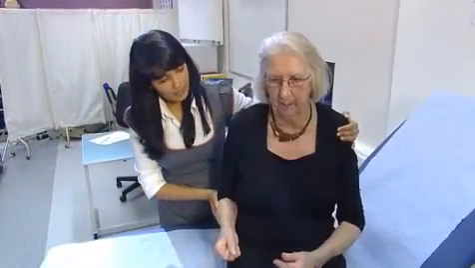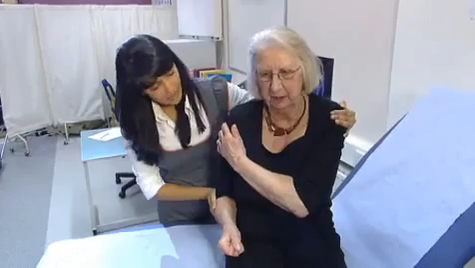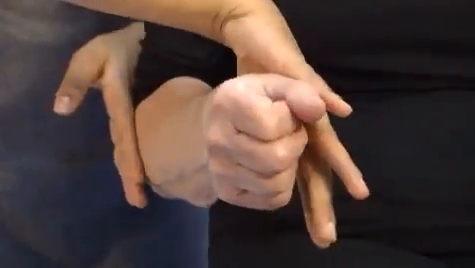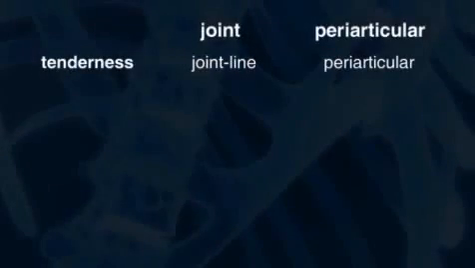Following an adequate history and examination, a number of differences will be apparent to permit distinction between a joint problem, including the capsule, and an extracapsular periarticular problem. For example, on examination, tenderness will be over the joint line with a joint problem such as arthritis, but away from the joint line with a periarticular lesion.